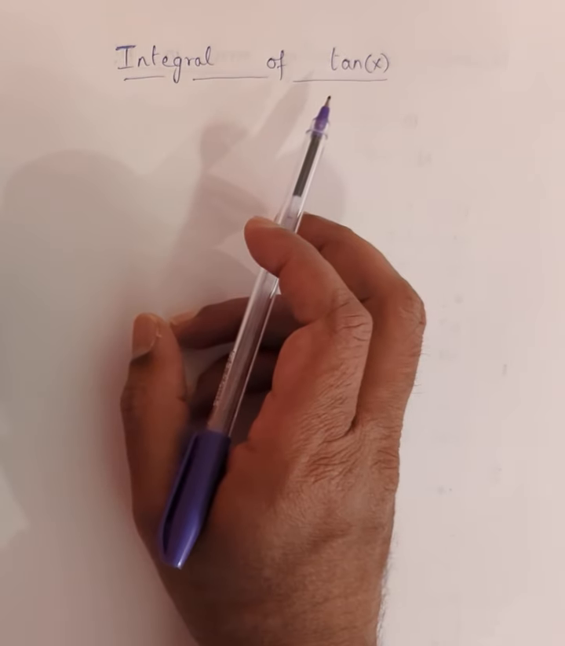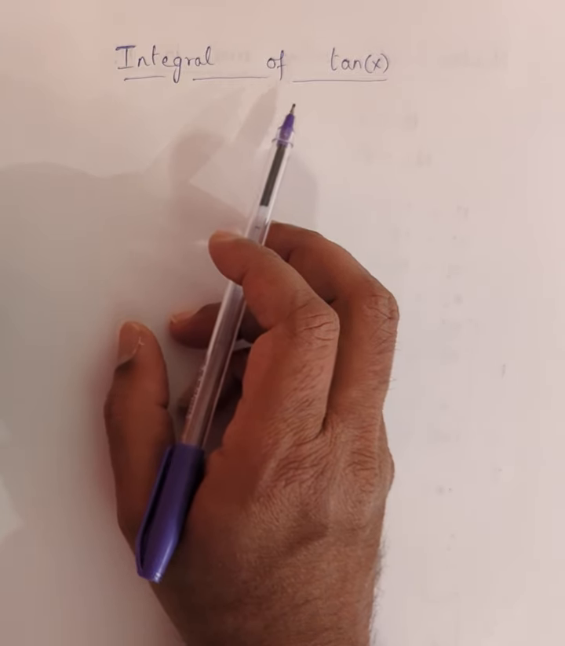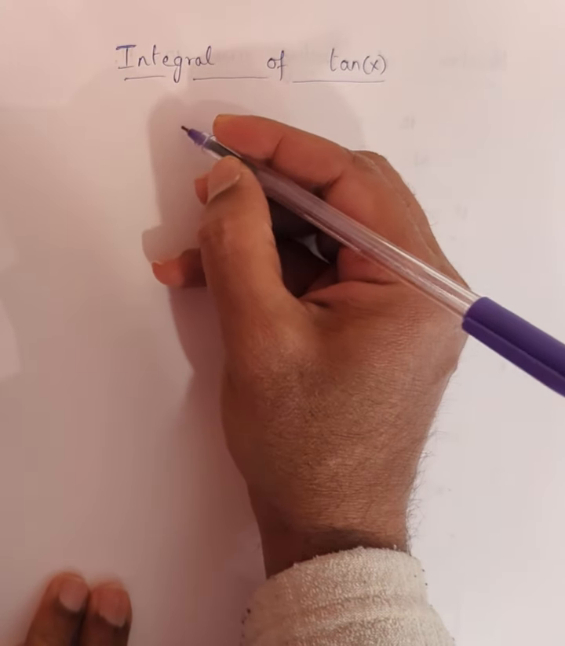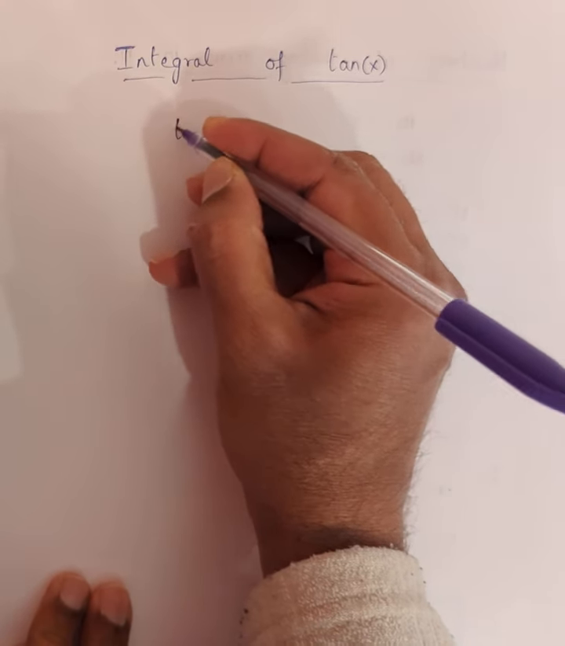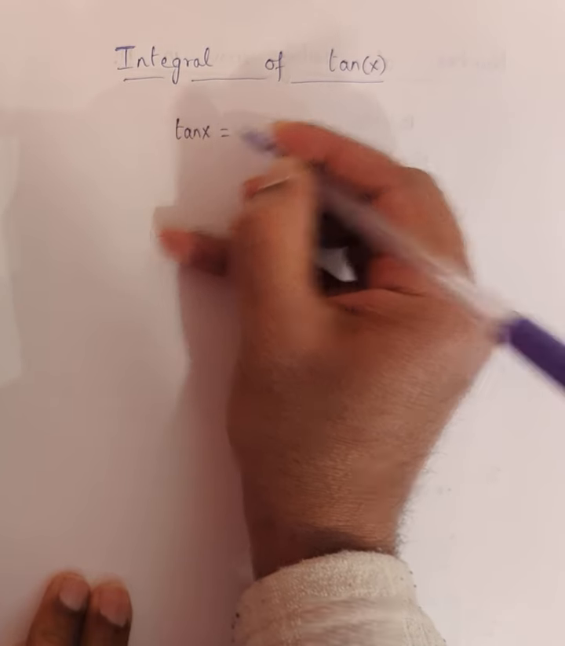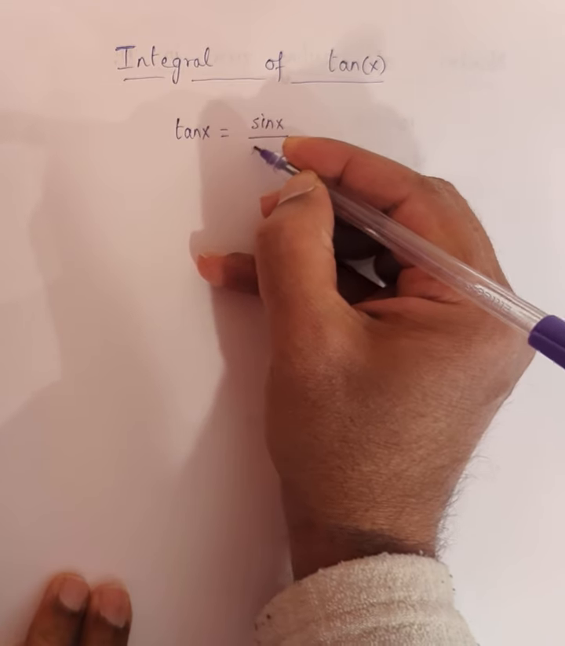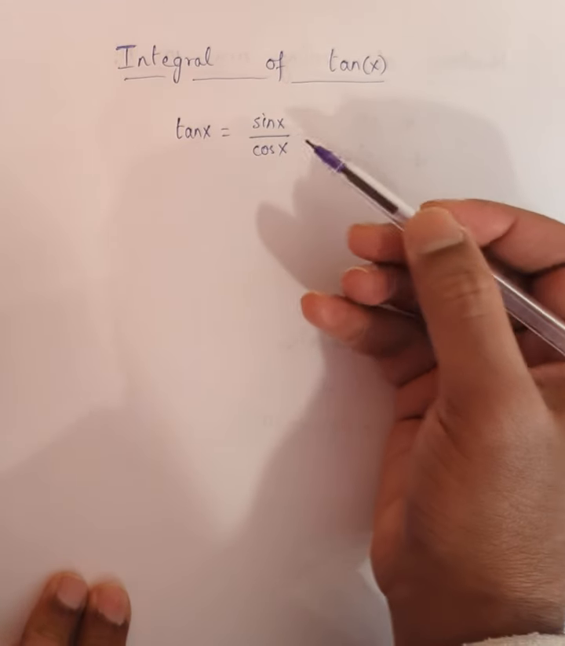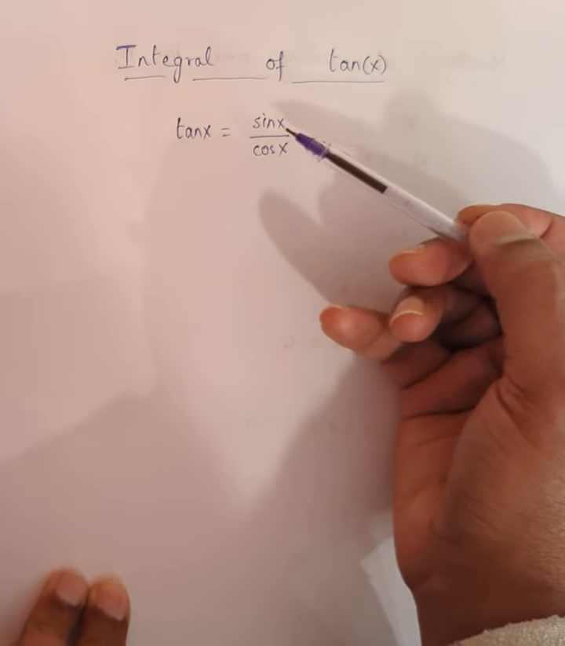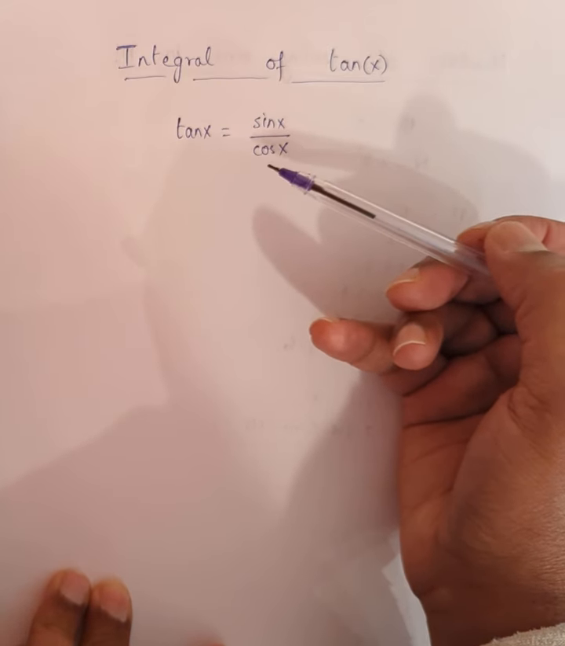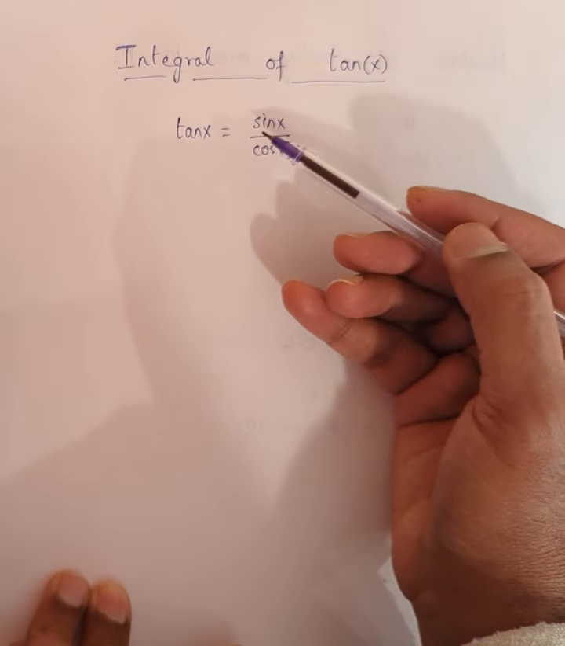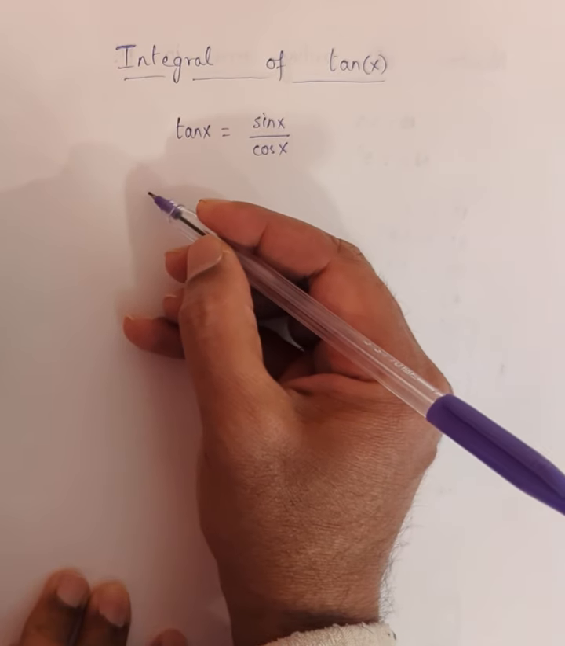To find the integral of tan x, you might think of writing tan x as sin x over cosine x. Generally, that's what we do. We want to convert everything to sines and cosines. And especially if you know the integrals of sine and cosine, this is the natural first step. But here is the thing.